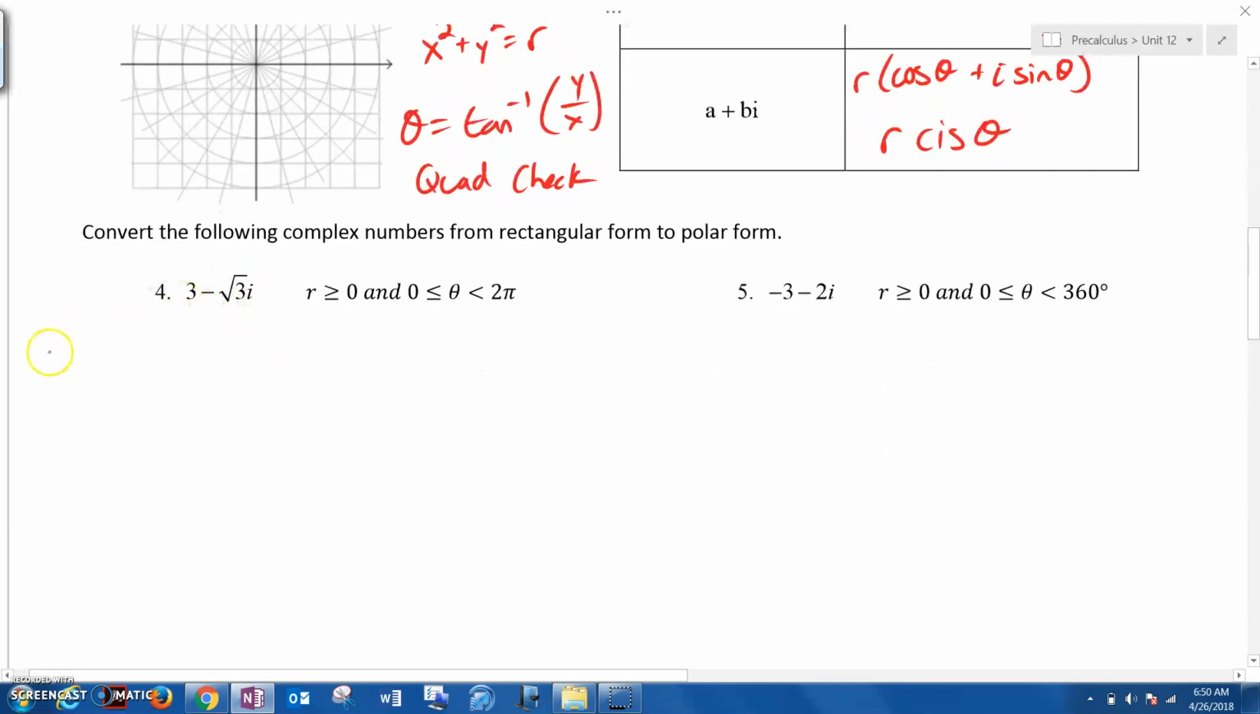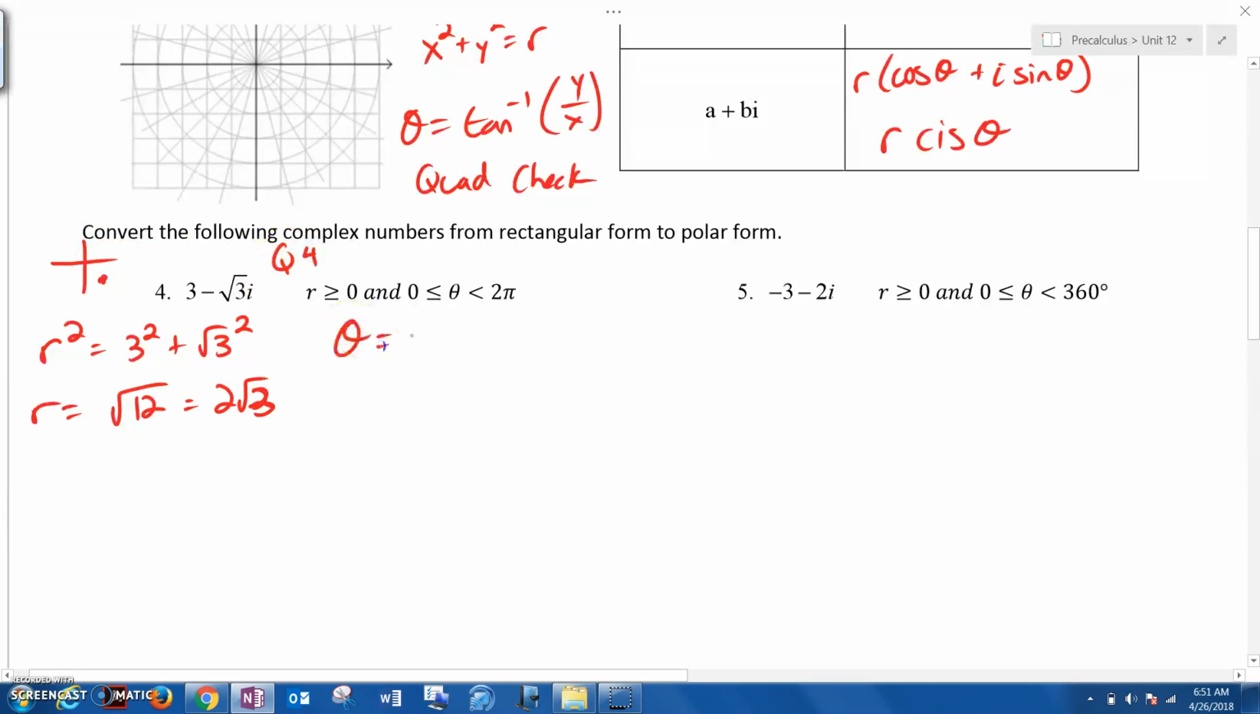If I want to find r, r squared equals 3 squared plus root 3 squared. So that would be 9 plus root 3 squared is 3, so 12. So r equals the square root of 12, which also is 2 root 3 if you want to simplify that. Alright, by the way, where is this number? We should probably check that before we do it. This number is in quadrant, x is positive, y is negative, we're in quadrant 4. So this is a Q4 angle.